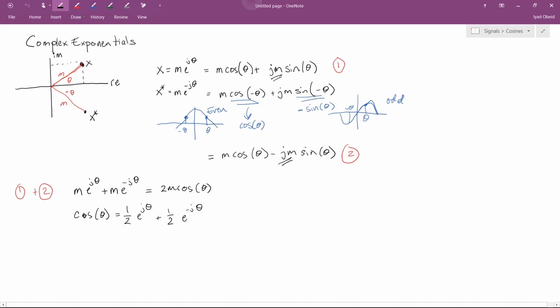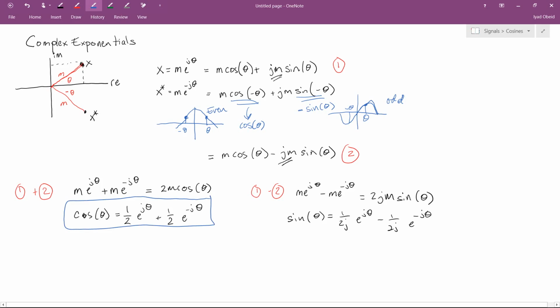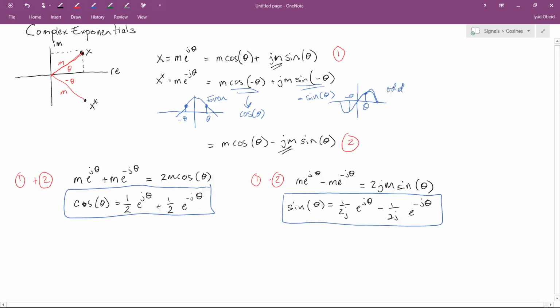We can actually do the same thing by subtracting 1 and 2. If we take equation 1 minus equation 2, that leaves us with something that's also very useful: m e to the j theta minus m e to the minus j theta equals 2jm sine theta. In this case, it's the cosines that subtract out. That tells us that sine theta equals 1/2j e to the j theta minus 1/2j e to the minus j theta. These are both fairly useful expressions that will come up with some frequency in our study of signals.